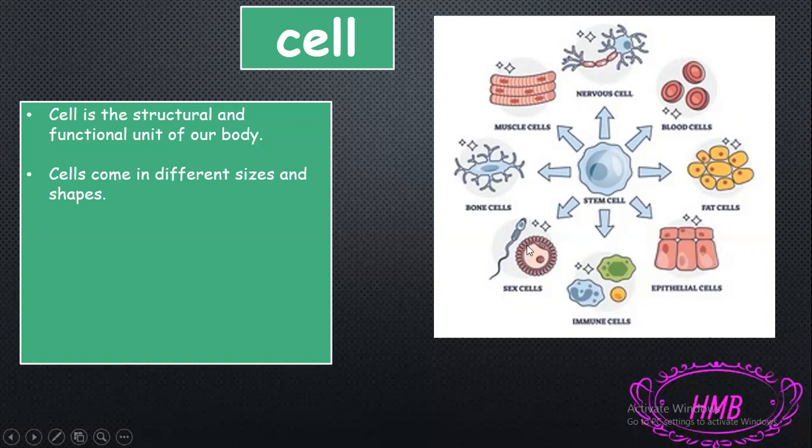We have the sex cells. Sex cells are responsible for reproduction. We have the bone cells, which are found in our bones. As you can see, these are some examples of the trillions of cells that are found in my body. All of these cells are structural units because they make up parts.